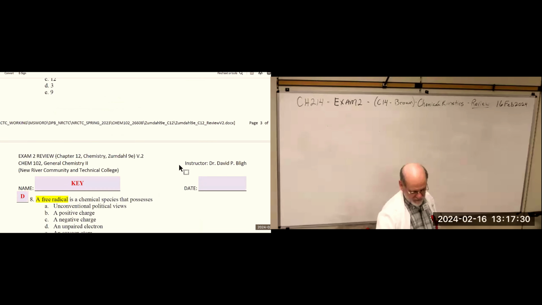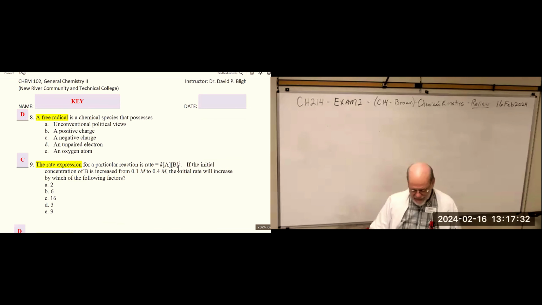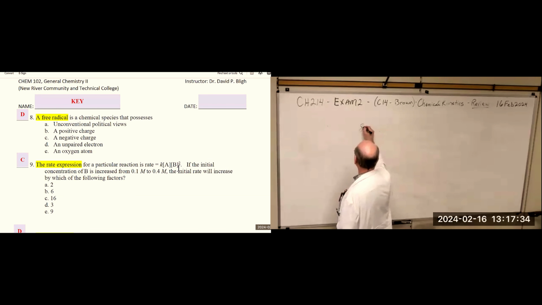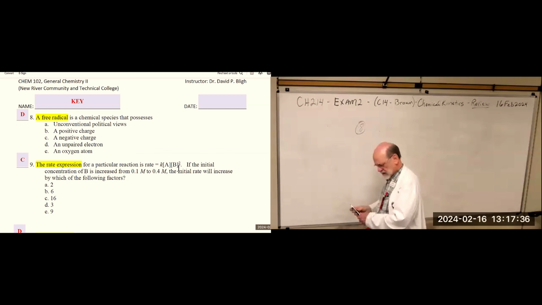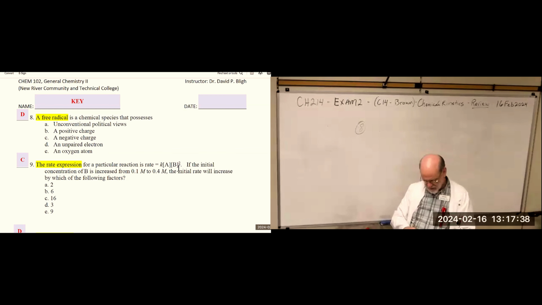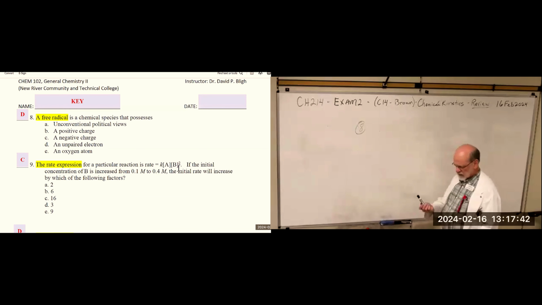Let's see, we're gonna skip that one. How about 8? Remember our discussion of free radicals? I can't find a good marker. I don't want to use these guys right here because they're hard to erase. I guess I'll have to.